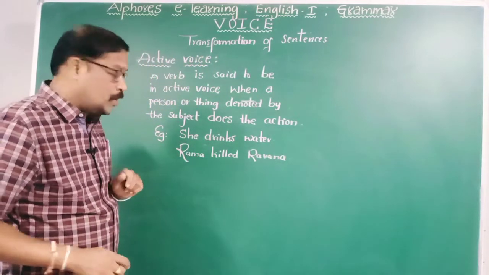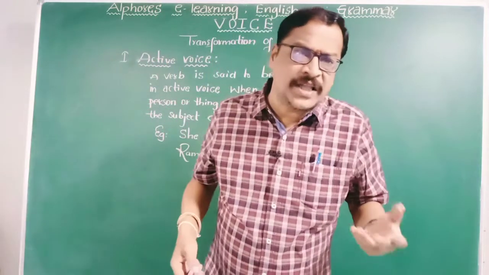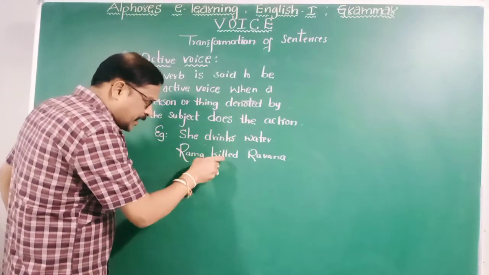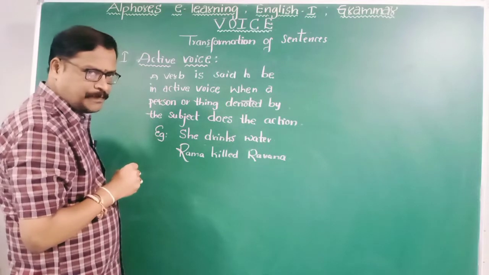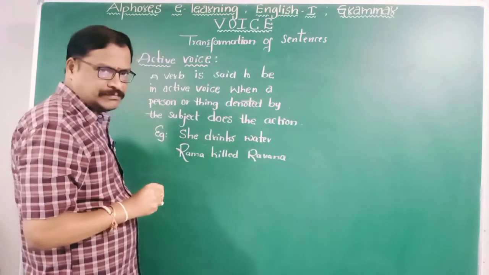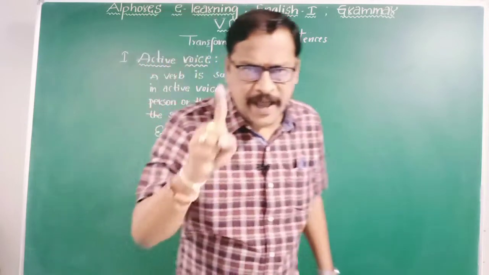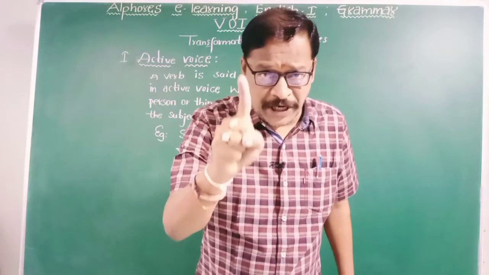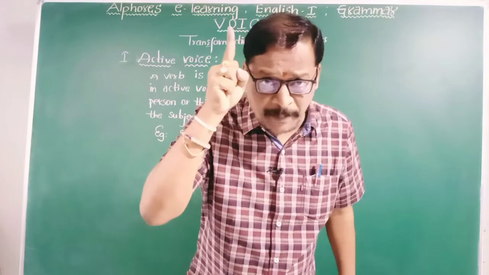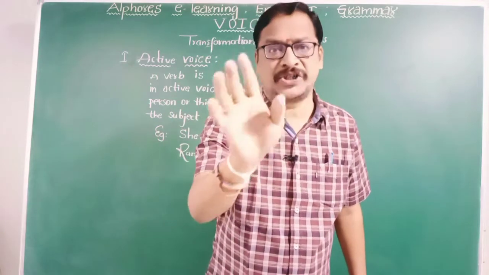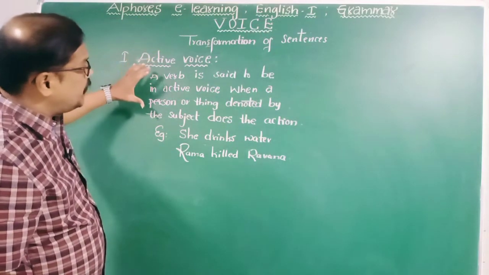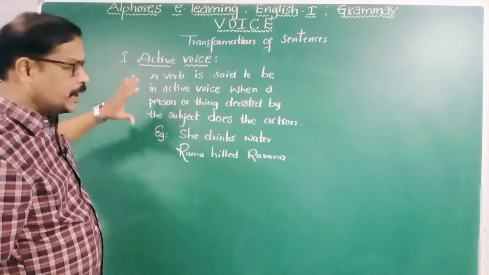Rama killed Ravana. Who killed Ravana? There is an answer. What is the answer for that? Rama. What is Rama? Here Rama is the subject. Who did the action? Subject did the action, therefore it is in active voice. When the subject does the action or when the subject did the action, that is considered to be in active voice. A verb is said to be in active voice when a person or thing denoted by the subject does the action. Please remember, if you read the definition thoroughly, you can easily understand.